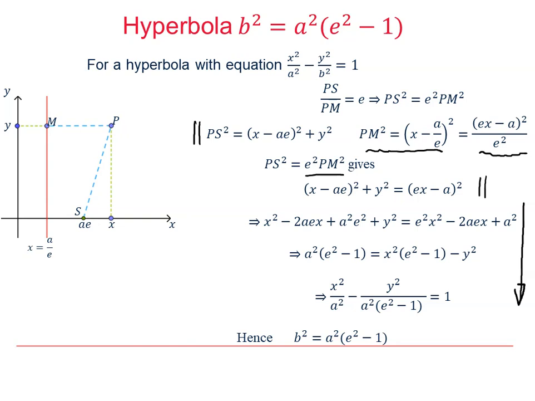You'll see then what we've got is y squared divided by this expression a squared (e squared minus 1). And of course that is b squared. So we have this important result, b squared equals a squared (e squared minus 1). Right, I'd like to look at an example now which uses this result in its solution.